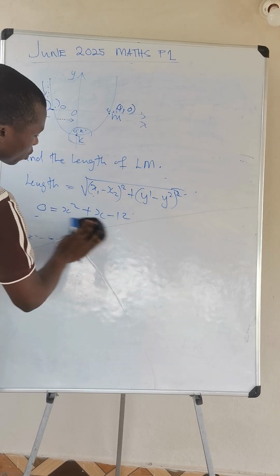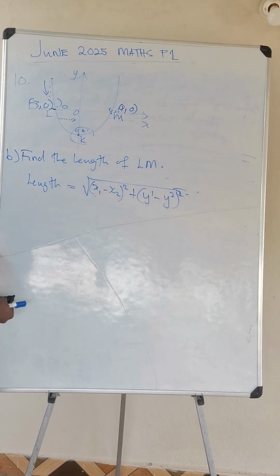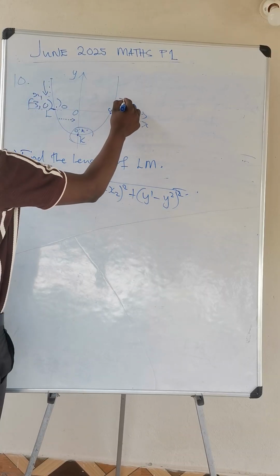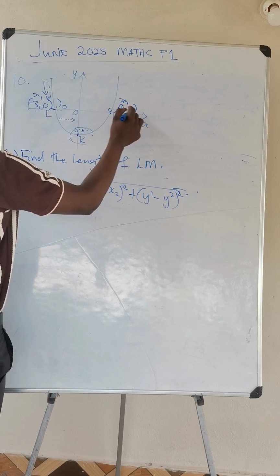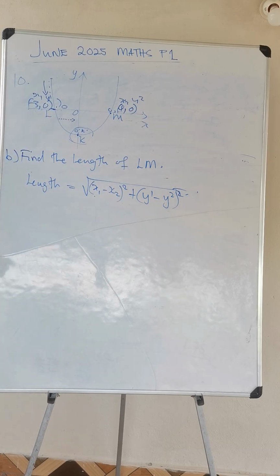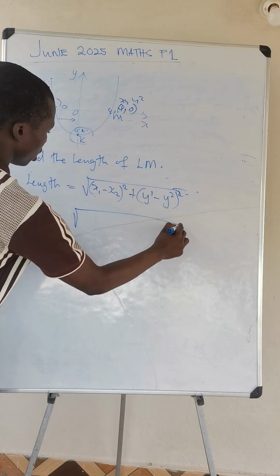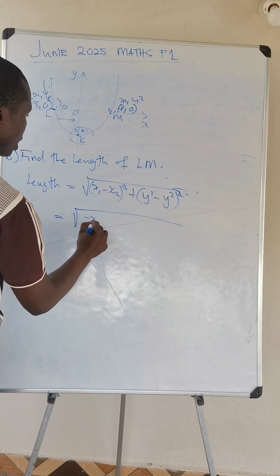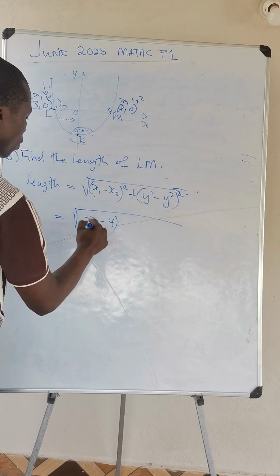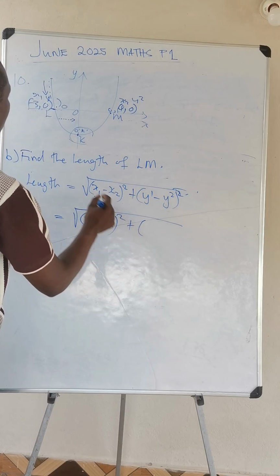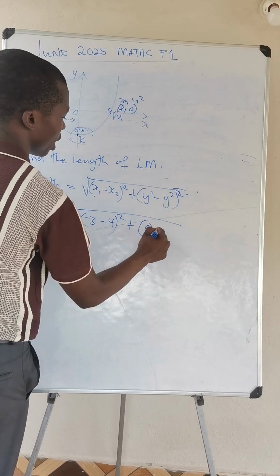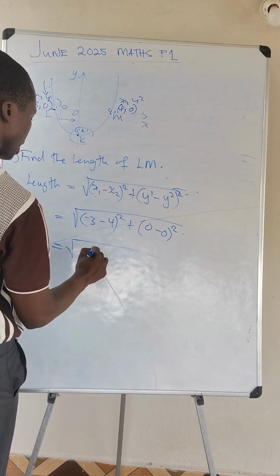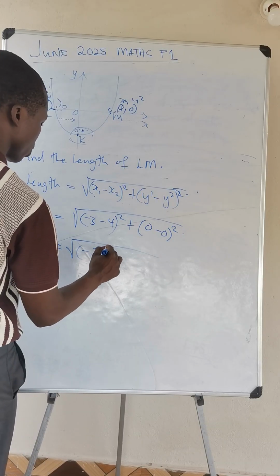Okay, so let's come here. So this is x. Let's call this x1 and this one is x2. Then here is y1. Then here is y2. Okay, so we take what is equal to, this one is minus 3. Minus 3 minus what? Minus 4 squared plus, here is 0 minus 0 squared. So it's equal to, here is minus 7 squared.